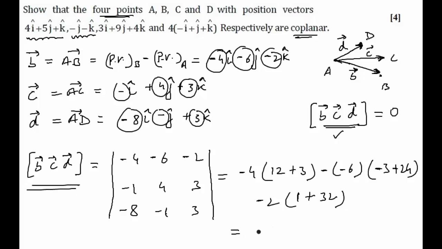This on calculation actually comes out to be equal to 0, which proves that the small vectors b, c and d are coplanar. And if b, c, d are coplanar, this in fact proves that the points A, B, C and D are also coplanar, and this is the proof of the question.